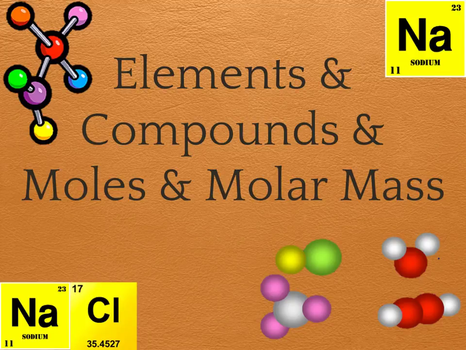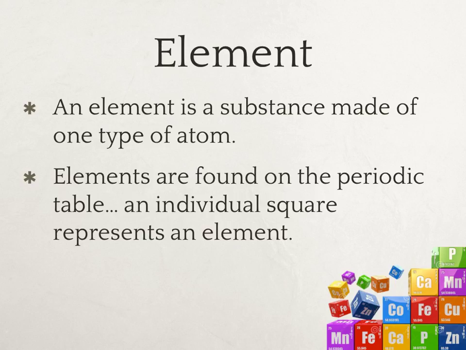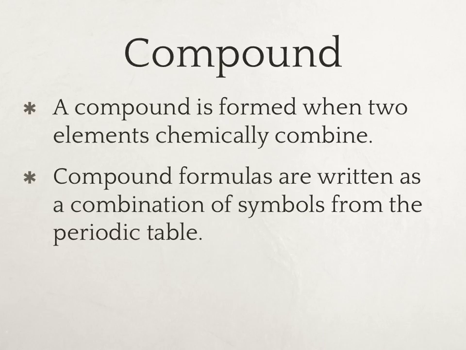So far we have talked about moles and molar mass with just respect to elements, but now we're going to talk about what that means when it's a compound, which is two or more elements chemically combined. An element is defined as a substance that is made of just one type of atom, so copper, for example. All of the individual squares on the periodic table represent one individual element. A compound, then, is formed when two or more elements chemically combine.